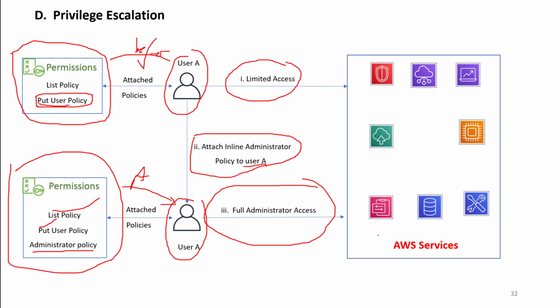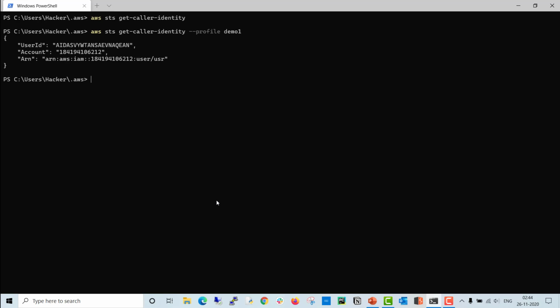Let's discuss how we can practically perform all these activities. Suppose there is a scenario where we have access to a user which has limited rights. You can see here we have already configured our AWS CLI, and we want to check which user's rights or key I have. I have to specify the profile. So I configured this user's key in profile demo1. You can see here I have access to this user, USR. I have the key already configured in my AWS CLI.